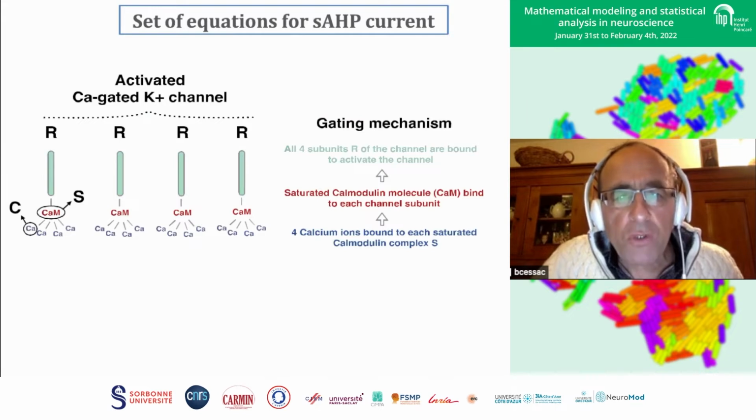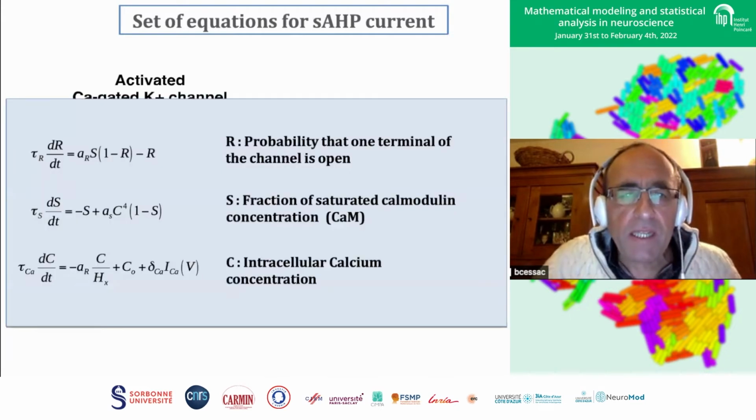Well, I don't want to enter into detail, but basically all these dynamics can be expressed this way. So here you have the calcium production. Here you have the calmodulin. So you have the saturated calmodulin fraction, and we have this power 4 that Christophe was talking about yesterday. And finally, the equation for R is a classical kinetic equation.